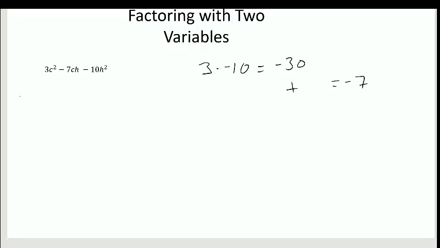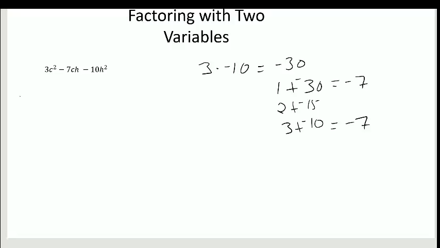Okay, and so we're going to start with our basic factor, which is 1. So we have 1 and 30. 1 plus 30 is 31. 1 minus 30 is -29. So that doesn't work. So now we'll try 2 and -15. So 2 minus 15 is -13. So we're still not there. So let's do 3 and -10. And as you know, 3 minus 10 equals -7.